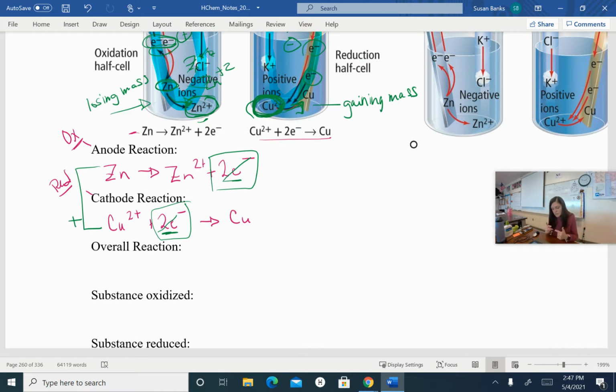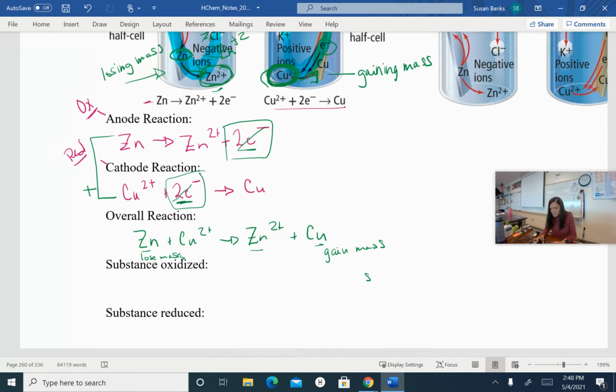Yeah, because they're on opposite sides. So we would have zinc plus copper +2 going to zinc +2 and copper solid. That would be our total reaction. That is what we would see. So we would have the zinc going to ions, so that zinc would lose mass. And we would have copper ions going to solid copper, so that copper would gain mass in that voltaic cell. Okay?